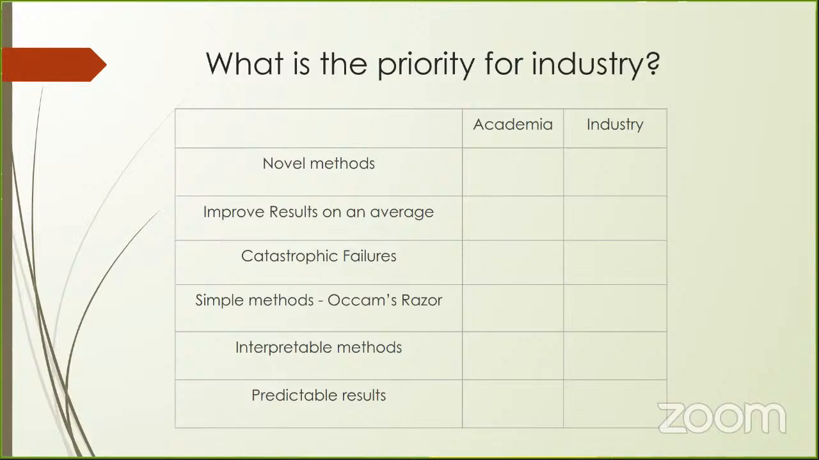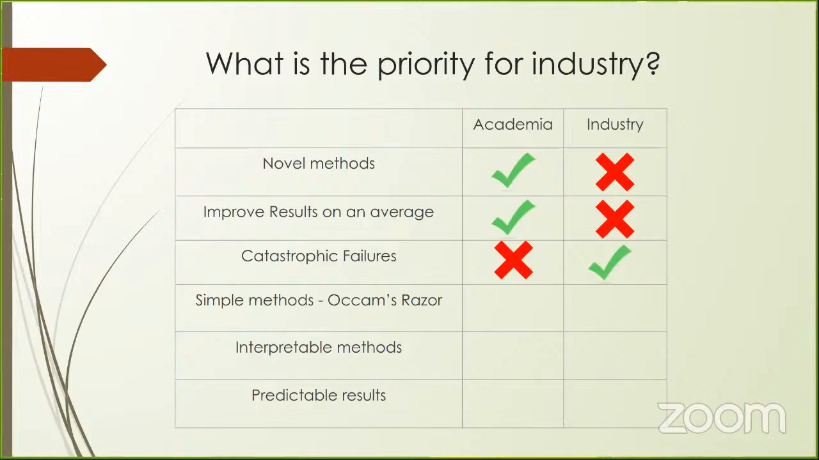What's the priority for the industry? Industry doesn't care too much whether you come up with novel methods. If a 100-year-old method solves the problem, it is okay for industry. For academia, no. That's a strict no-no. In academia, if you improve results on average, it's fine. It's actually good. In industry, no. You have to improve for all. Catastrophic failures are not allowed in industry.